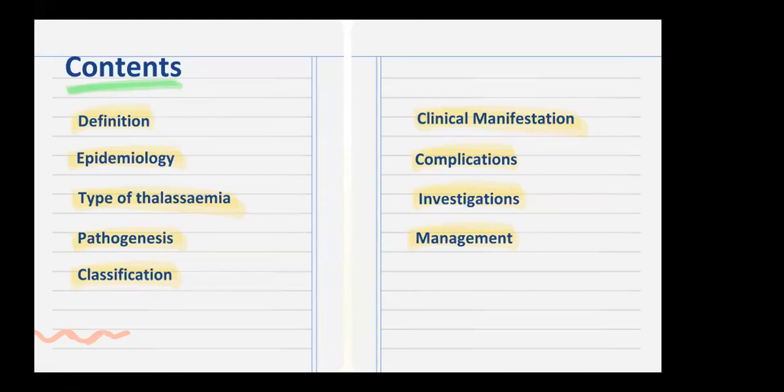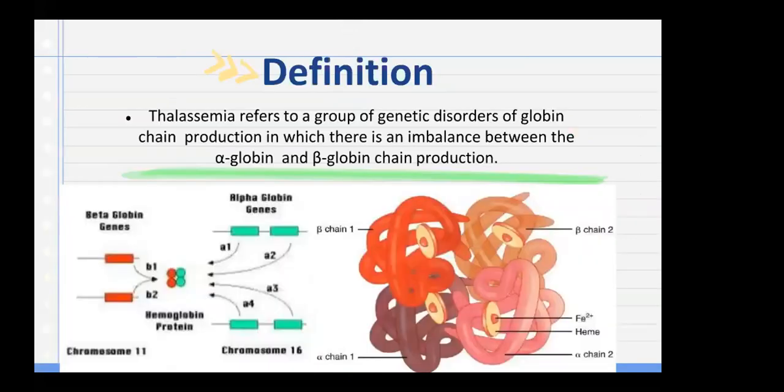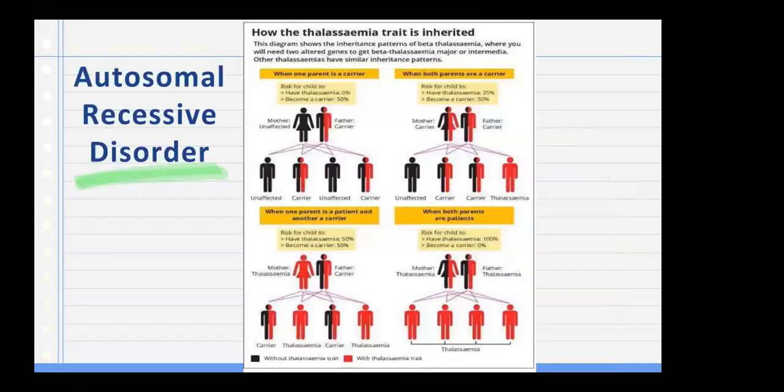Okay, this is my table of contents: the definition, the epidemiology, the types of thalassemia, pathogenesis, the classification, clinical manifestation, complication, investigation, and lastly, the management. First is the definition. Thalassemia refers to a group of genetic disorders of globin chain production in which there is an imbalance between alpha globin and beta globin chain production. As we can see here, there are 4 alpha genes and 2 beta genes, and this will produce alpha 2 and beta 2, for example. The alpha genes are usually at chromosome 16, and the beta genes are at chromosome 11. It is an autosomal recessive disorder.